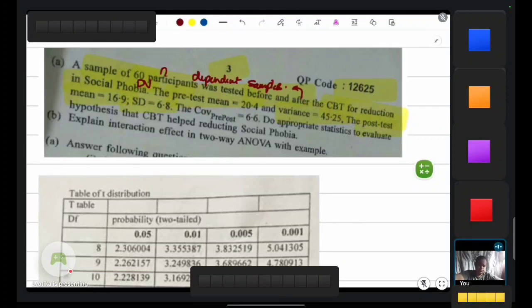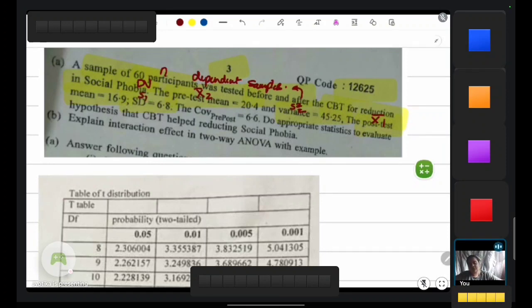Which becomes 2. Okay, so pre-test we are going to denote as 2. So x bar 2, variance is s square 2. Okay, post-test is x bar 1 and SD is s1.